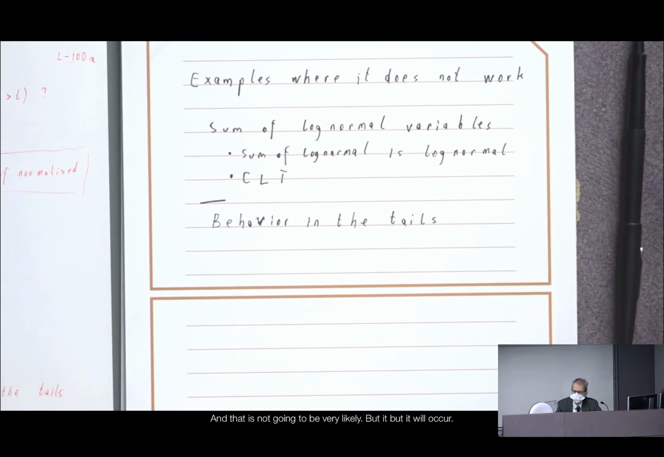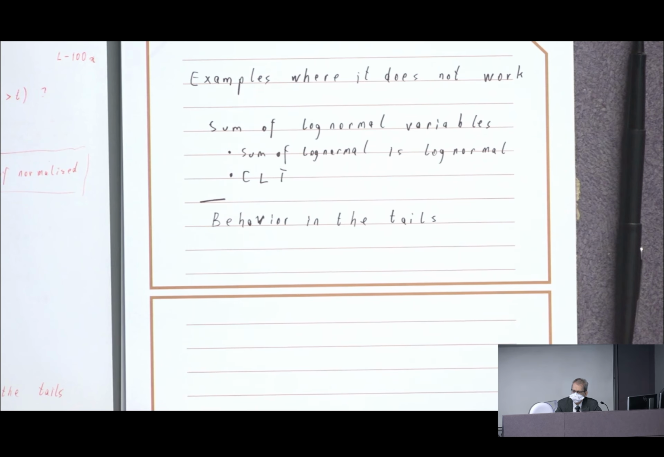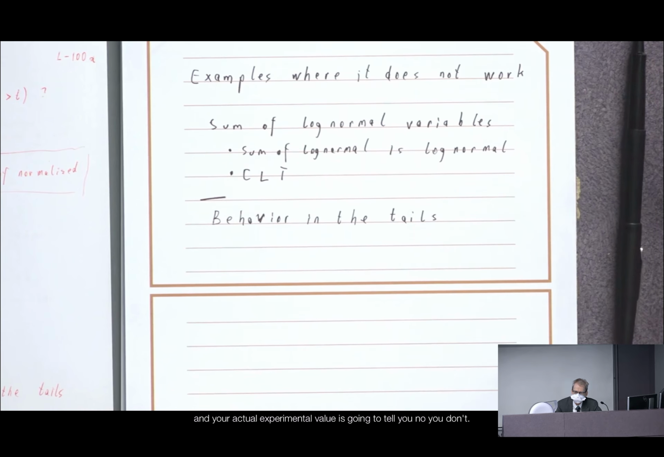And that is not going to be very likely, but it will occur. But then you have to think physically: what is the largest value that I can actually get if I have a finite number of terms? Well, it can only be n, if each is uniform between 0 and 1. So if you're looking in the tails at potential values larger than n, you're obviously going to be completely off, because the Gaussian distribution tells you that you have this value, and your actual experimental value is going to tell you, no, you don't.